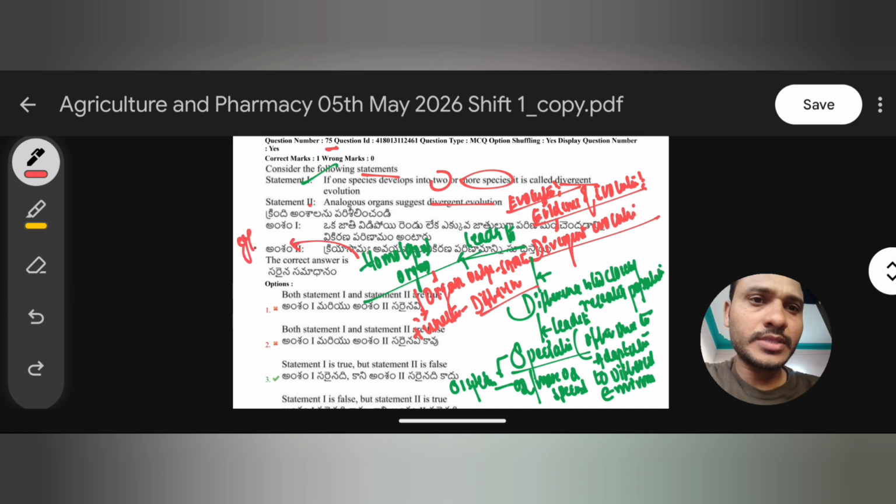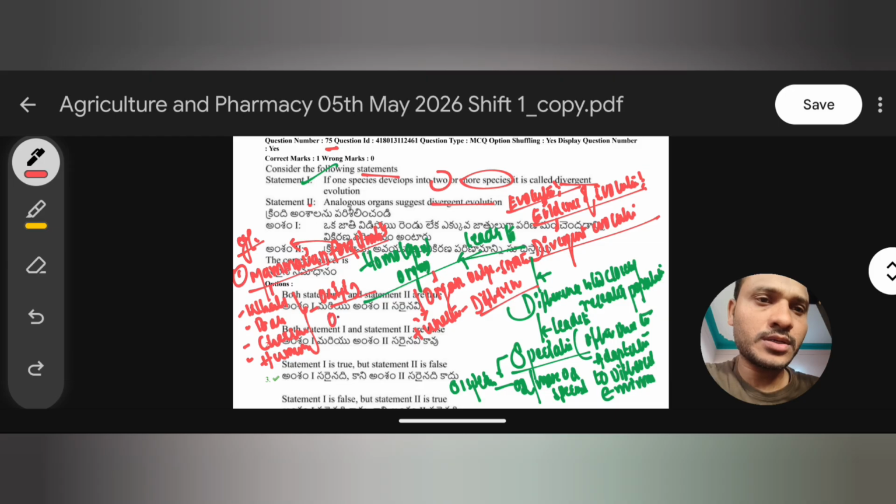Here the best example is the mammalian forelimbs. For example, whales, bats, cheetah and human. Here we have various mammals, and the origin of the forelimb is the same. In all these mammals, the origin of the organ, the forelimb, is the same, but they perform different functions.